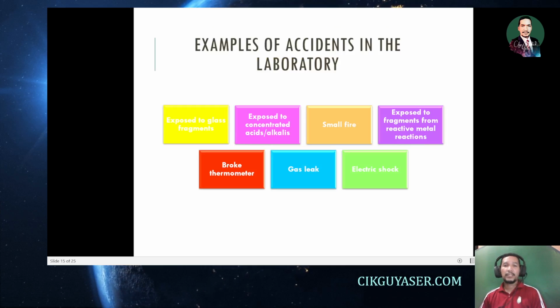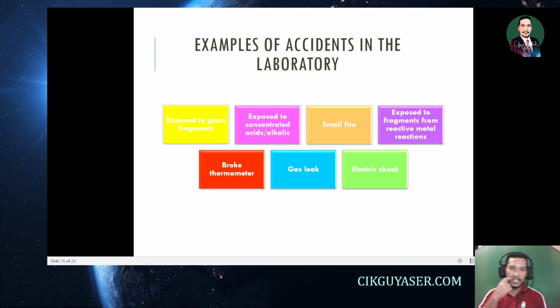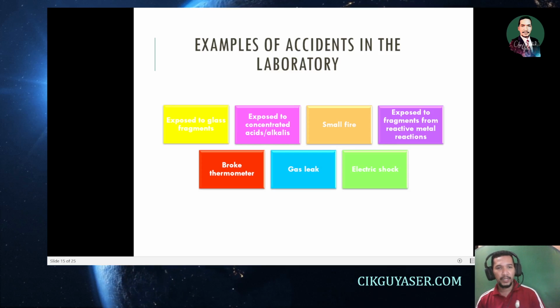Okay, let's see examples of accidents in the lab. Number 1 is exposure to glass fragments. Number 2 is exposure to concentrated acid or alkalis. Number 3, a small fire, exposure to fragments from reactive metal reaction. Number 4, a broken thermometer, and here we will focus on the mercury thermometer. Number 5, gas leak, and the last one is electric shock.